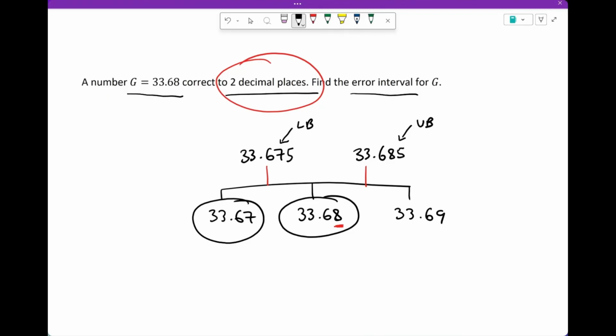So let's write out my error interval. So I'm going to write G, which is the letter that represents the number in this question. Write the bigger number to the right, so 33.685. The smaller number to the left, so the 33.675. And then my inequality symbols, as usual, will be same as or greater than for the lower bound, but then smaller than for the upper bound. Let's have a look at another question.